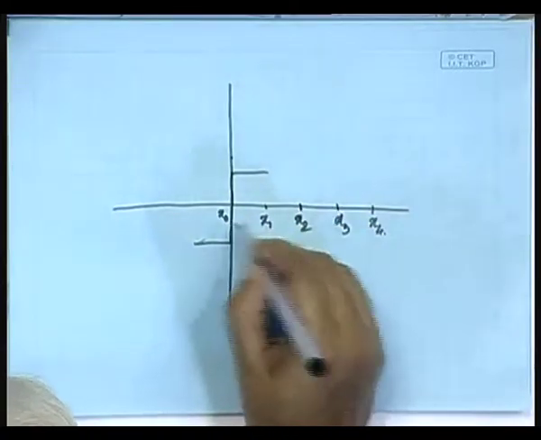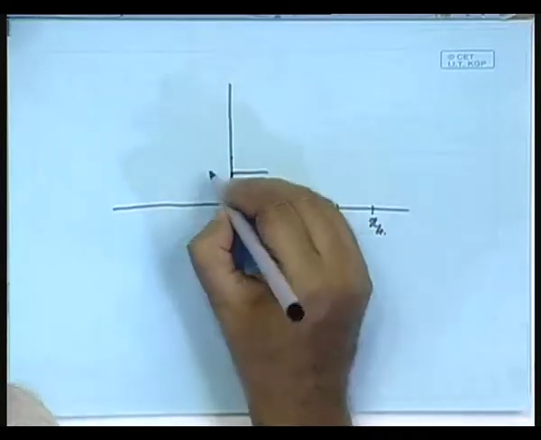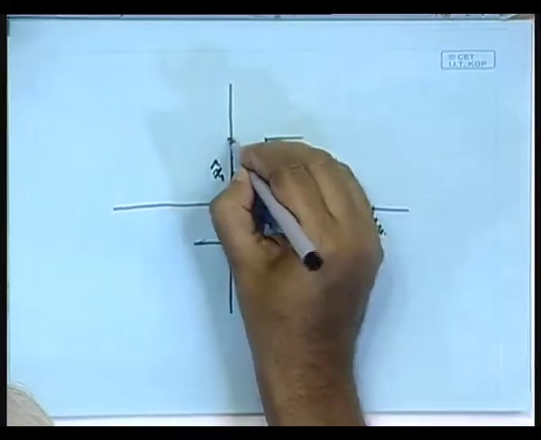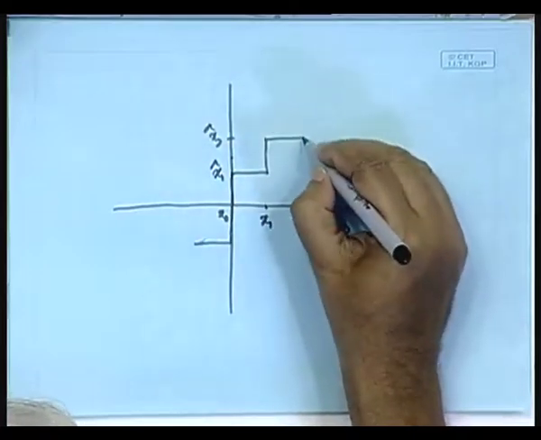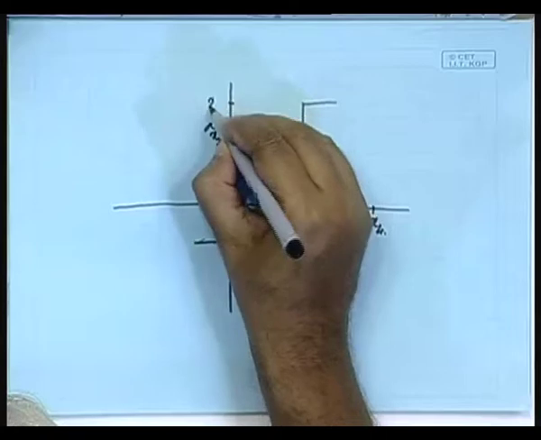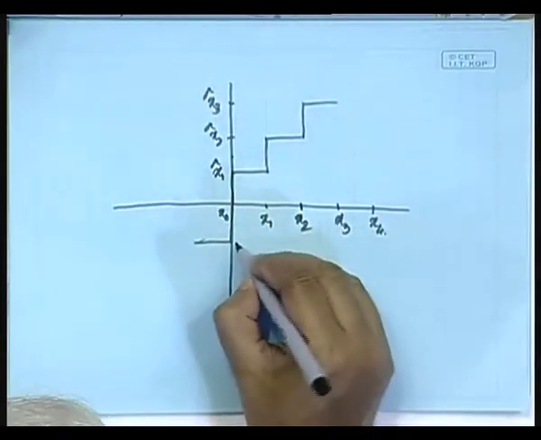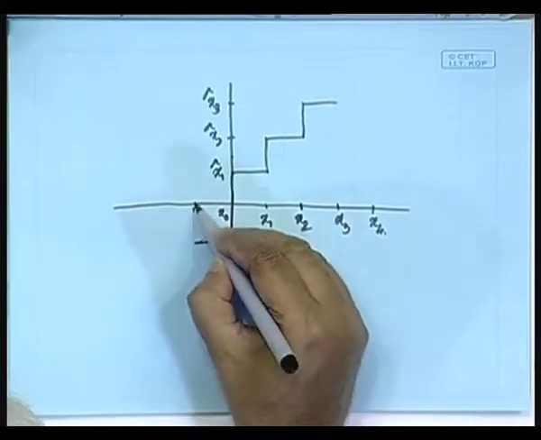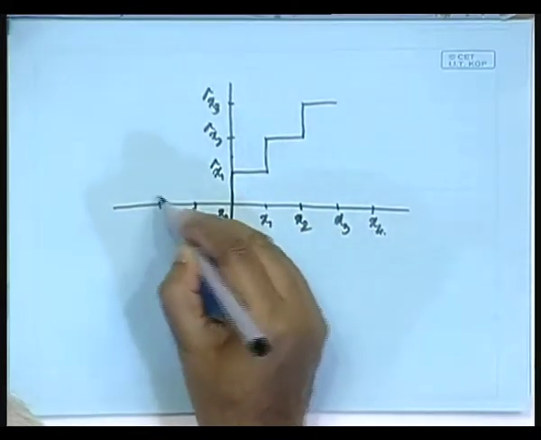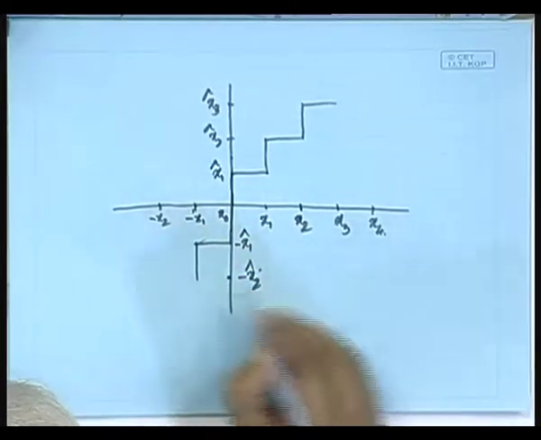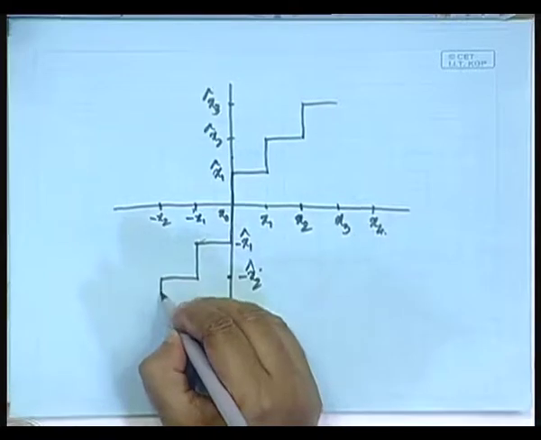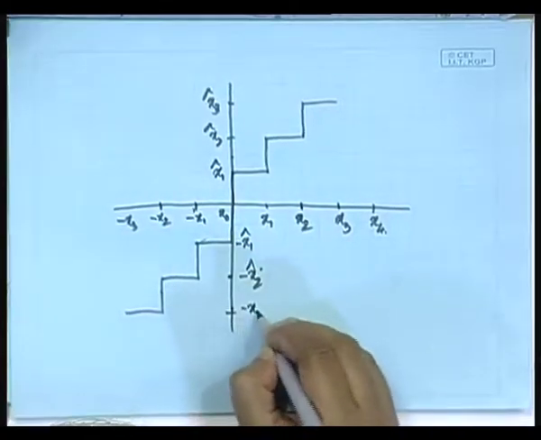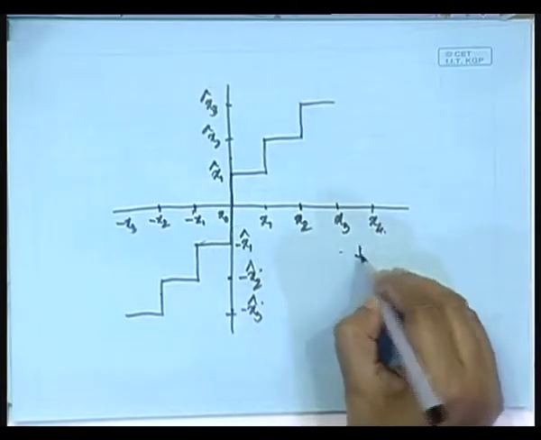Then corresponding to the signal between x0 and x1, we can have the quantized signal as x1 cap, x1 to x2 we can have this as x2 cap, then x2 to x3 we can have as x3 cap, and on the negative side also we can have this as minus x1 cap, then here we can have minus x2 cap, so that if the signal is between minus x1 to minus x2, then we can denote it by minus x2 cap level, and minus x2 to minus x3 could be minus x3 cap and so on.